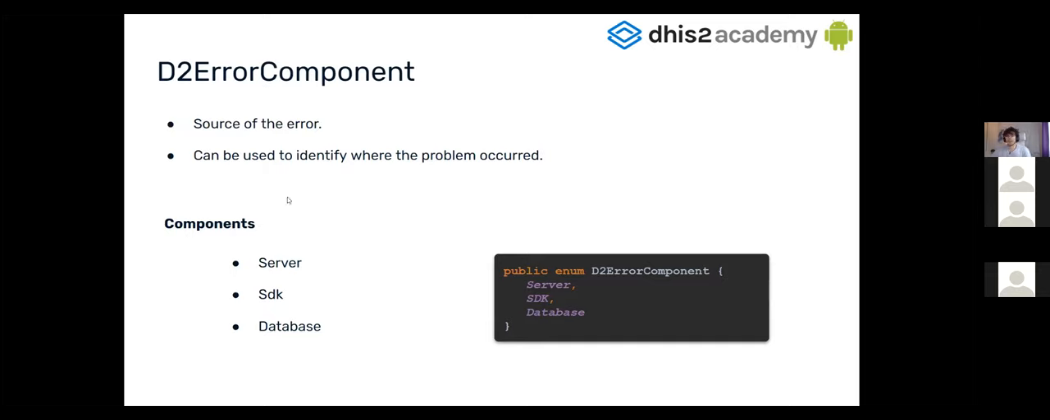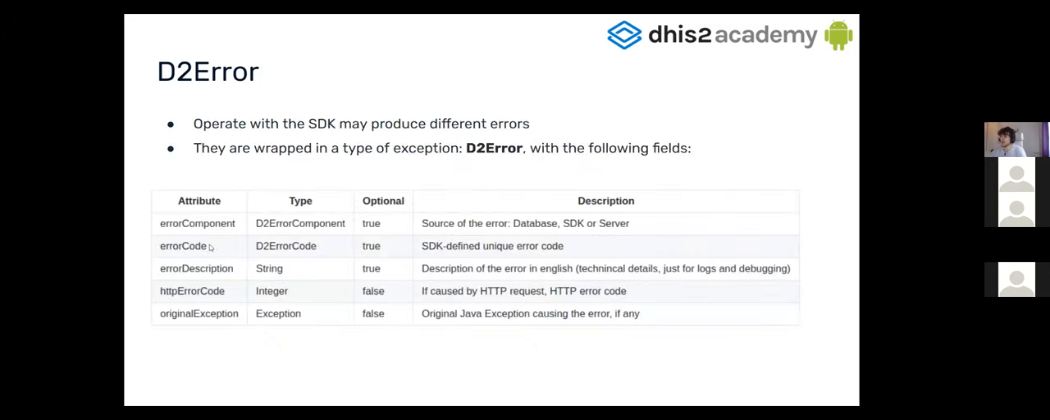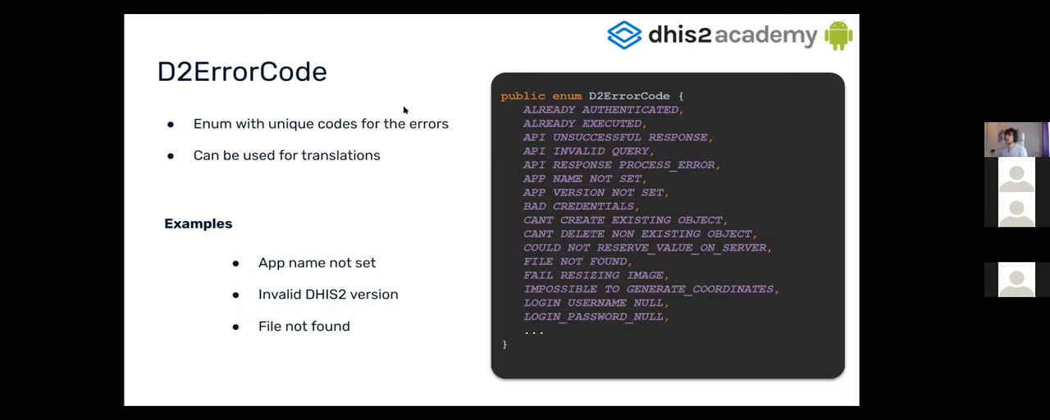The first of them is the D2ErrorComponent, which is just the source of the error. It can be used to identify where the problem occurred, for example the server, the SDK, or the database. The second one is the error code, which is an enum with unique codes for the errors. These codes can be used for translation, so please use them. For example, some of the errors that you can find are: the app name is not set, invalid DHIS version, file not found, or file resizing failed, etc.